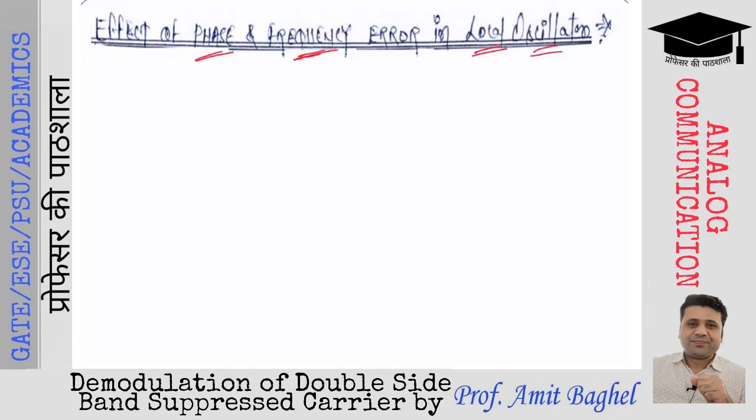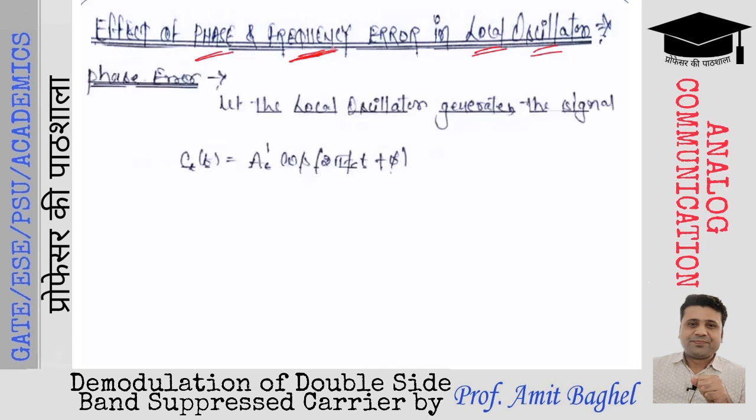Another type of error is the frequency error, which is also generated in the local oscillator, and we are going to analyze the effect of frequency error as well in the next topic. So let us take case 1 and understand the effect of the phase error in the local oscillator. We are analyzing the phase error first.